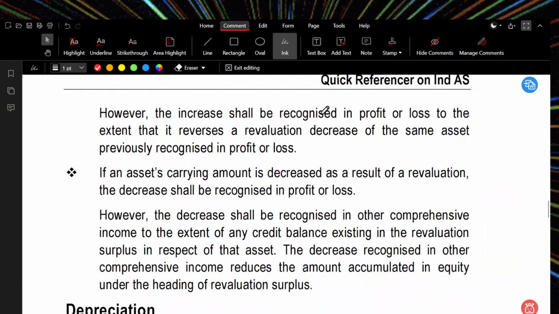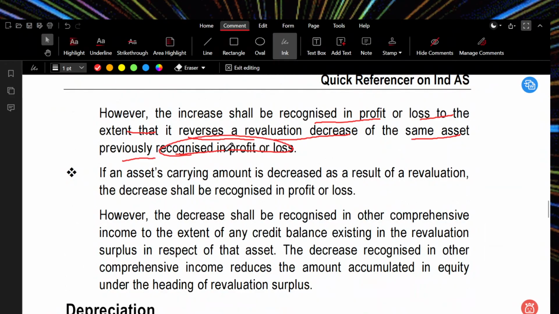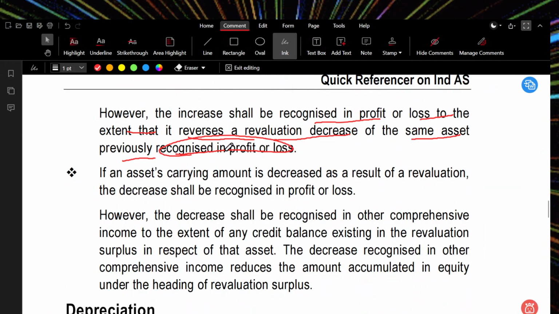However, the increase shall be recognized in profit and loss to the extent that it reverses a revaluation decrease of the same asset previously recognized in profit and loss. So sometimes the revaluation may decrease. We may increase the asset, sometimes decrease the asset. When you decrease it, the same thing, the revaluation reserve account also decreases.